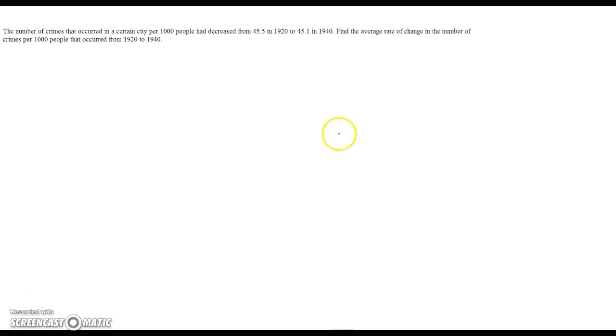Okay, I wanted to go ahead and help you out with this question, so we're going to go through this. It says the number of crimes that occurred in a certain city per 1,000 people has decreased from 45.5 in 1920 to 45.1 in 1940. Find the average rate of change in the number of crimes per 1,000 people that occurred from 20 to 40.